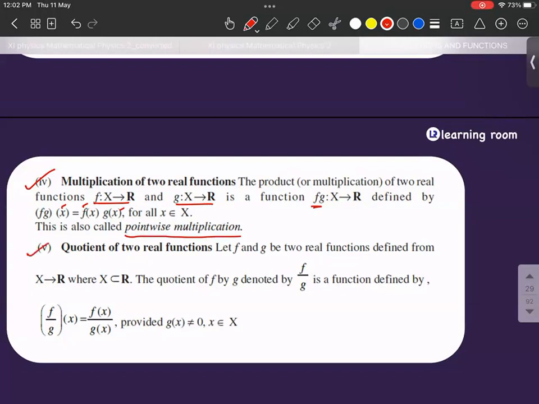And lastly, you can take the quotient of two real functions, or you also call it division of two real functions. So let f and g be two real functions defined from the domain X to codomain R, where X is a subset of the real numbers. Then the quotient of f by g is denoted by f by g, which will be a new function defined by (f by g)(x) is equal to f(x) divided by g(x). But an important condition here is you should always ensure that g(x) is never equal to 0, meaning the domain should not include that value of x which will make g(x) equal to 0.